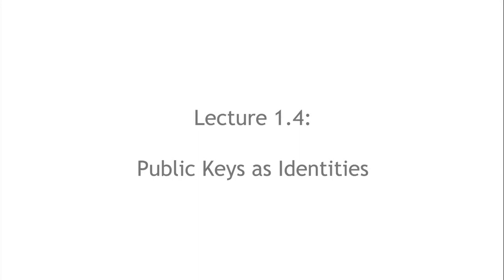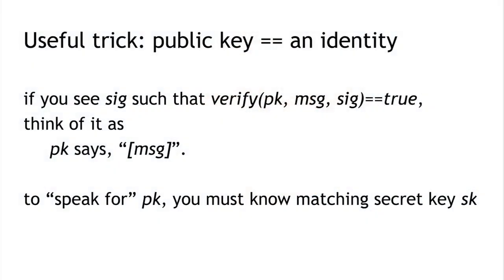In segment 1.4, we'll move on, having covered digital signatures, and talk about a nice trick that we can use that goes along with digital signatures. And the useful trick is this. The idea is to take a public key, one of those public verification keys from a digital signature scheme, and equate that to an identity. That is an identity of a person or an actor in a system.